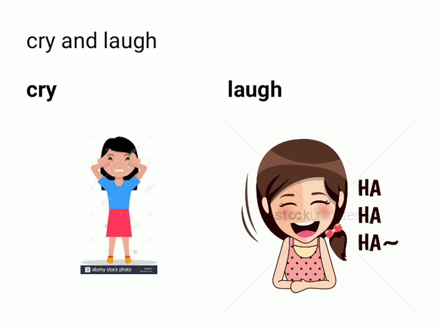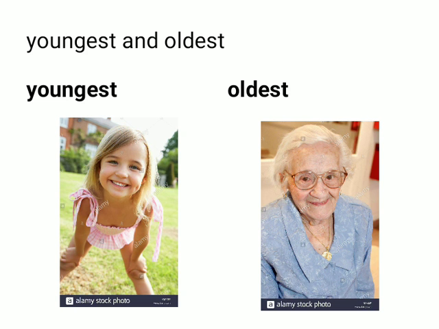Next example. Cry. What is there on the right hand side? Laugh. So your opposite of cry is laugh. Next one. Left hand side is showing youngest. What is there on the right hand side? Oldest. So that means opposite of youngest is oldest.